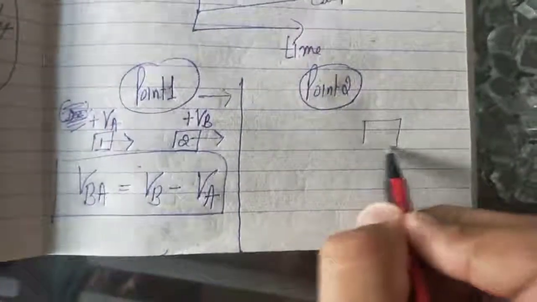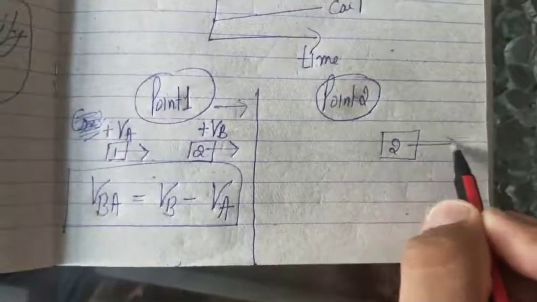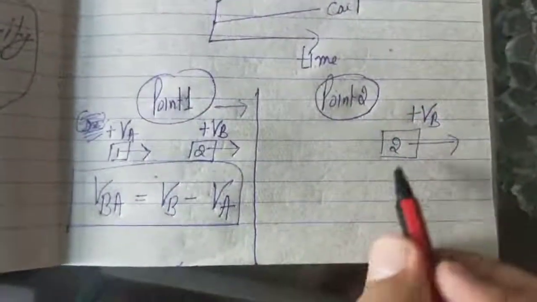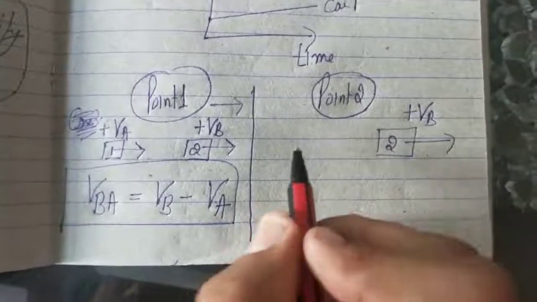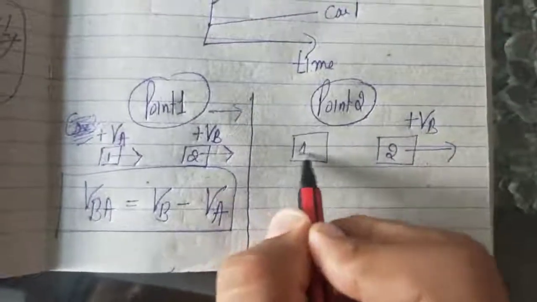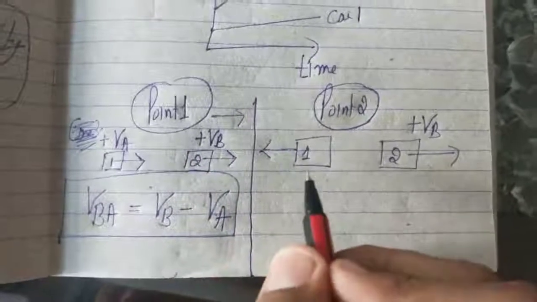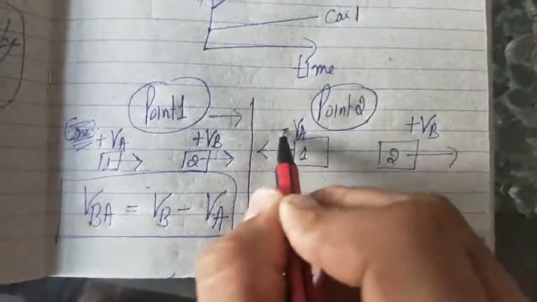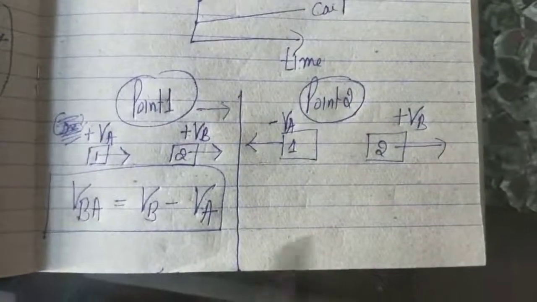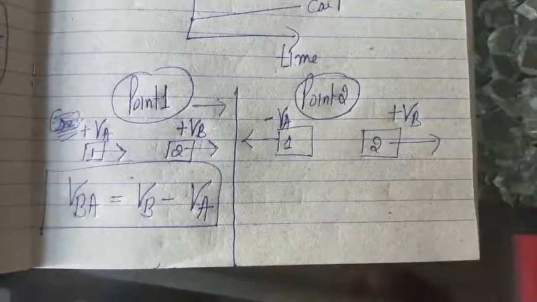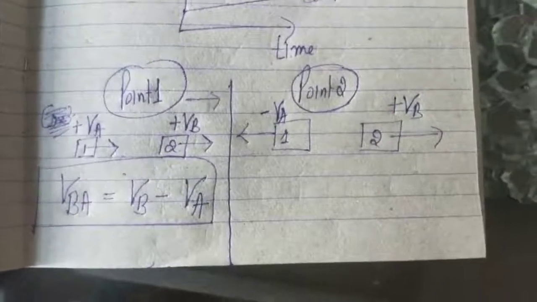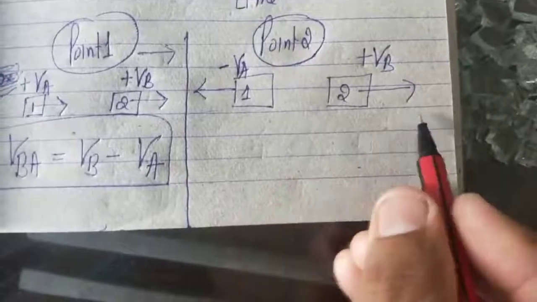Now the point changes. Car 2 is moving in this direction with a velocity VB. So we will take it as positive because in this direction we are taking positive. But car 1 is moving in this direction, the opposite direction. So in this direction we will take the velocity as negative. Because velocity has a direction. In one direction we are taking positive, in another direction we have to take it as negative, because we will consider only one direction of measurement.